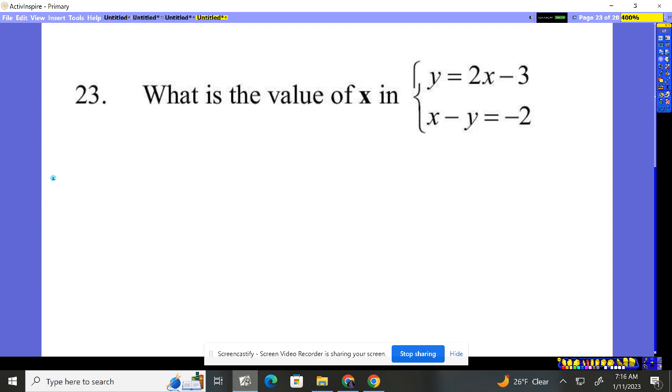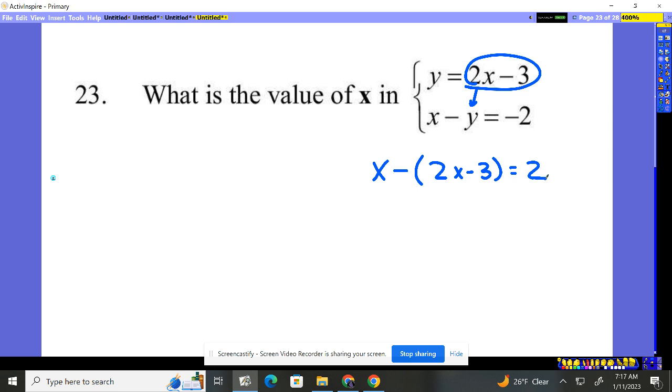23, what is the value of x in this system here? It starts off y equals. As soon as, if it said y equals 3, you'd be plugging 3 right into that y there. Well, it says y is equal to 2x minus 3, so we just plug 2x minus 3 into this y. So I have x minus the 2x minus 3 equals 2. Now, all the variables are x, and we can solve it.